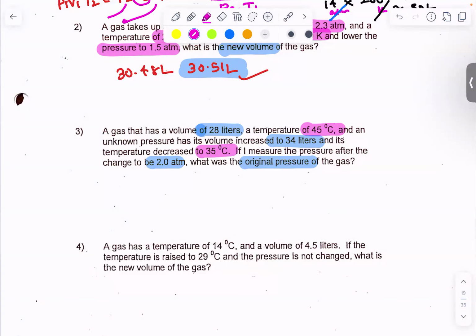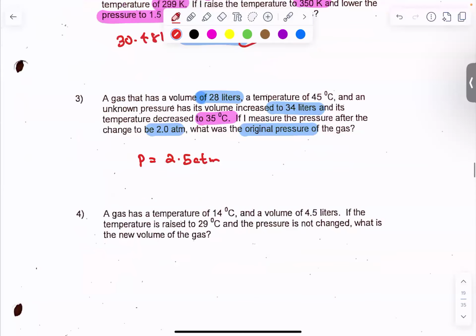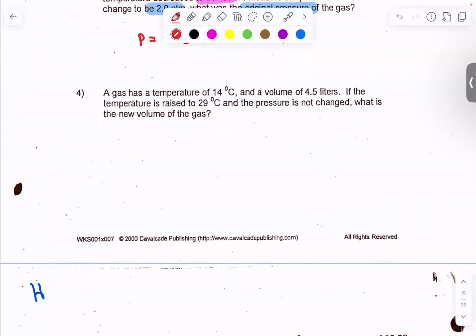Okay, I got 2.5 ATM. Yes, absolutely correct. 2.518. So pressure is equal to 2.5. Yes, same answer. All right. Now the next question.